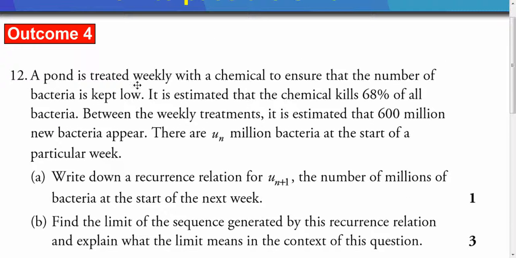Question 12. A pond is treated weekly with a chemical to ensure that the number of bacteria is kept low. It is estimated that the chemical kills 68% of all bacteria. Between the weekly treatments, it's estimated that 600 million new bacteria appear. There are U of n million bacteria at the start of a particular week. Write down a recurrence relation for U of n plus 1, the number of millions of bacteria at the start of next week.